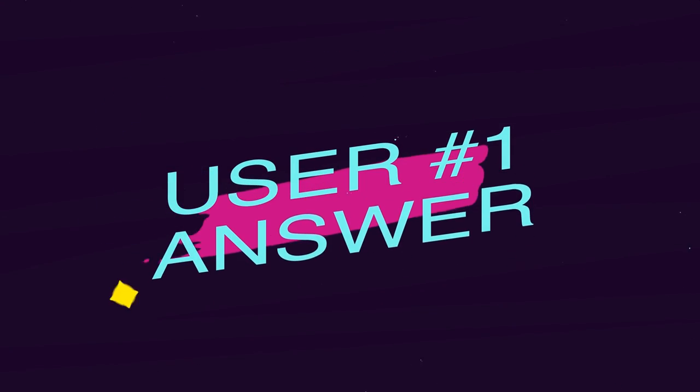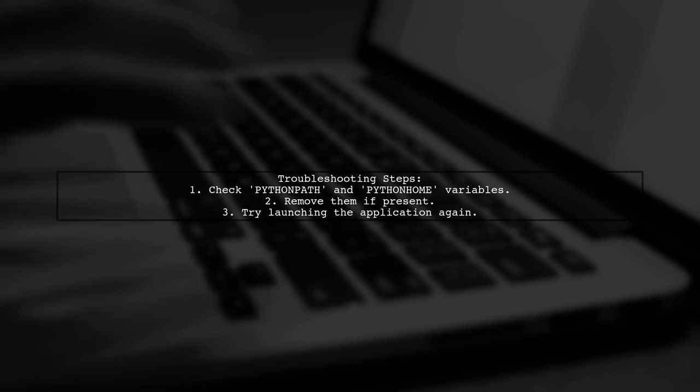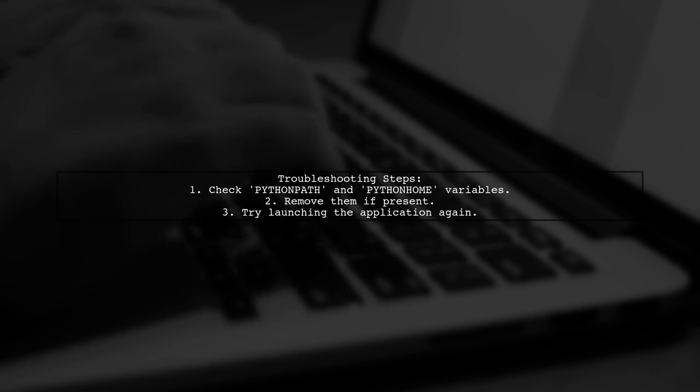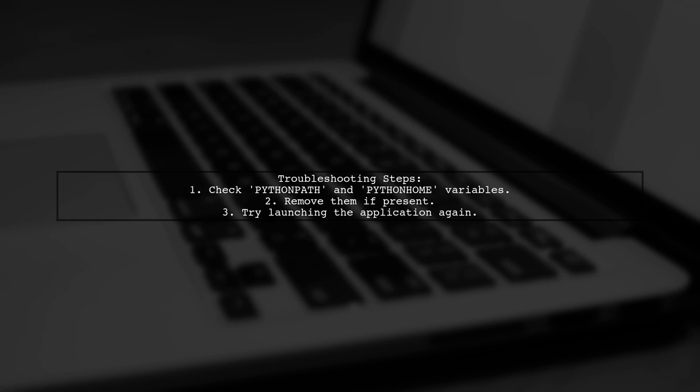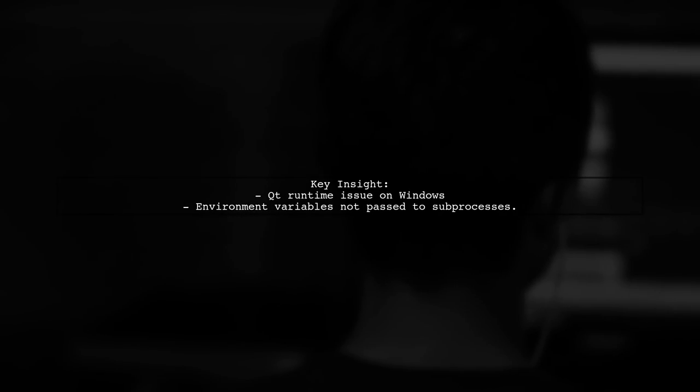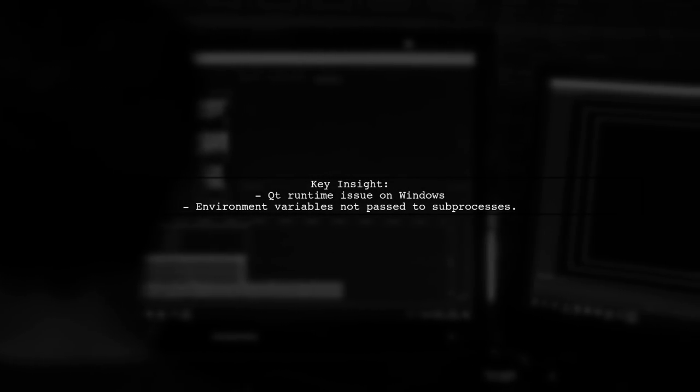Let's now look at a user-suggested answer. If you're facing issues launching your application server on Windows, it might be due to the Python path environment variable. One user resolved this by deleting it, which allowed the server to launch successfully. This problem seems to be specific to Windows, as the Qt runtime does not pass these environment variables to Python subprocesses, causing failures.